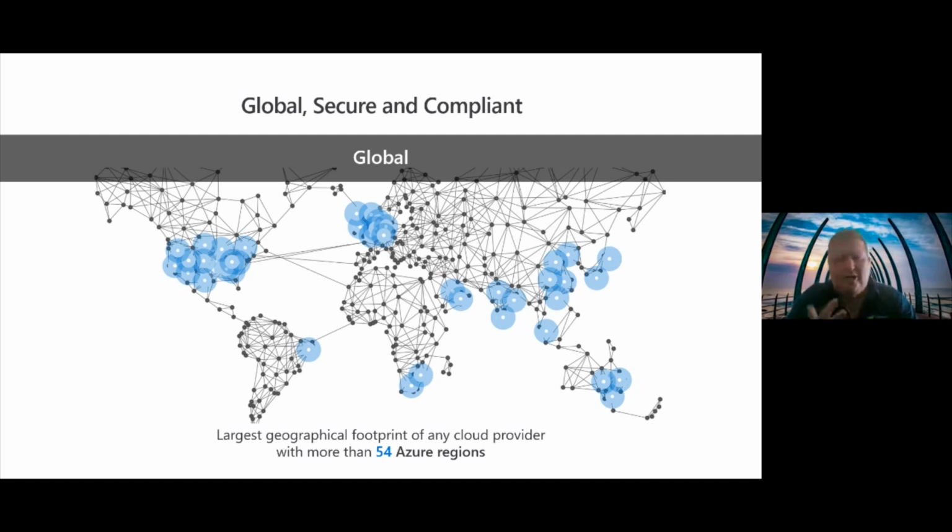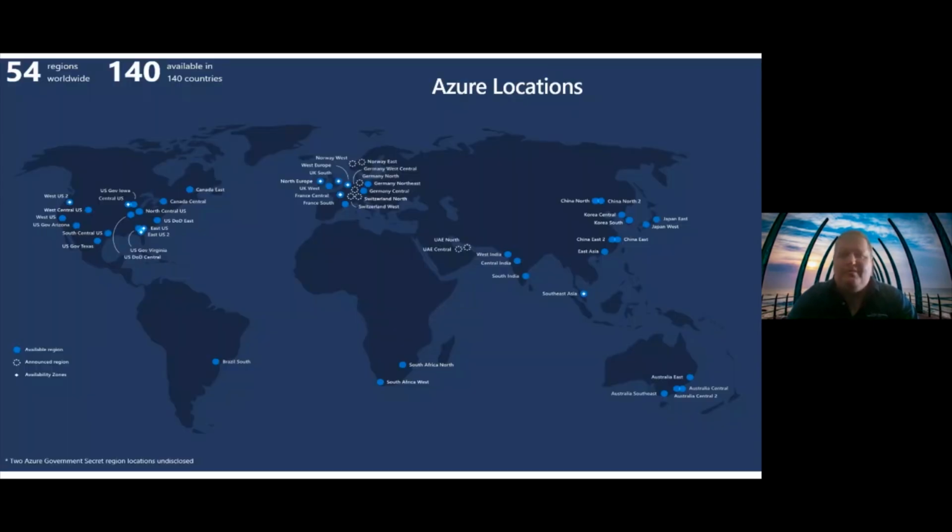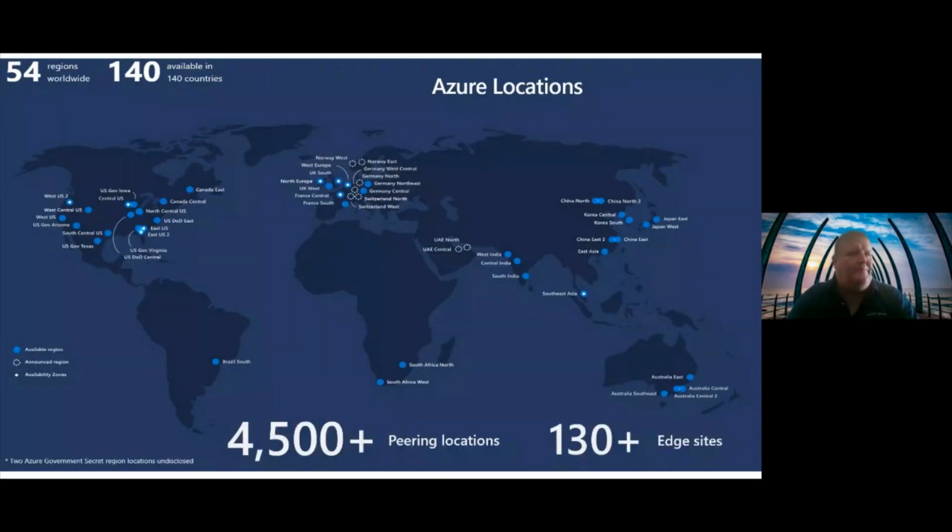They also comply to ISO, HIPAA, POPI, well, not POPI, the GDPR in Europe, and a whole bunch of other policies. And if you need a list of those, please chat to us and we'll happily make that available. Again, just to show you the regions, there are 54 regions worldwide. They're available in 140 countries, 4,500 peering locations, and 130 edge sites.